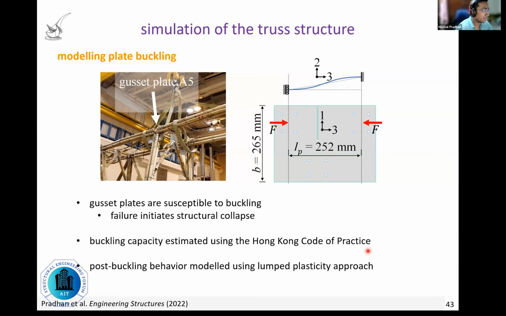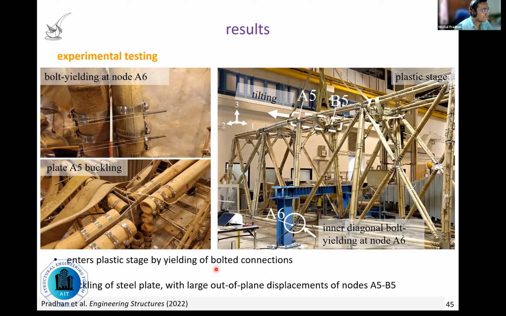So here we can see how the bridge, the truss, performs in the experiments. We apply a point load at the center of the bridge, as you can see. Right, so let's figure out what's happening here. When we apply the point load at the center of the bridge, the bridge enters the plastic stage by yielding of bolted connections over here. You can see that the bolts have yielded, and these bolts are over here at nodes A6.